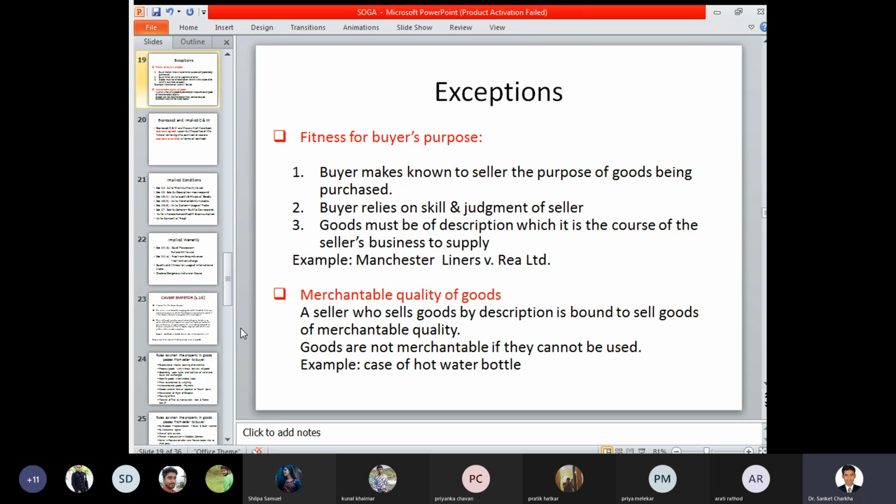Whenever a seller is displaying certain goods and services on the counter, it is his responsibility, his duty, to ensure that the goods are of a merchantable quality, that is, of good quality only. The goods which are defective, not fit for consumption or fit for use, must not be displayed at that particular counter.